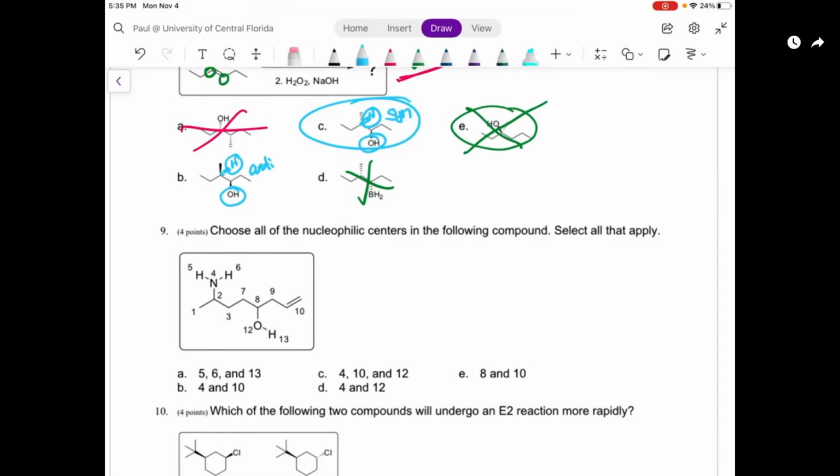Okay, what are our nucleophiles? Well, the nitrogen species has a lone pair. That's nucleophilic. The oxygen atom has 2 lone pairs that can act as nucleophilic centers. And then we have pi electrons that can act as a nucleophile. And so we've seen examples of addition reactions with pi bonds acting as nucleophiles or bases. And so the answer choice would be C.